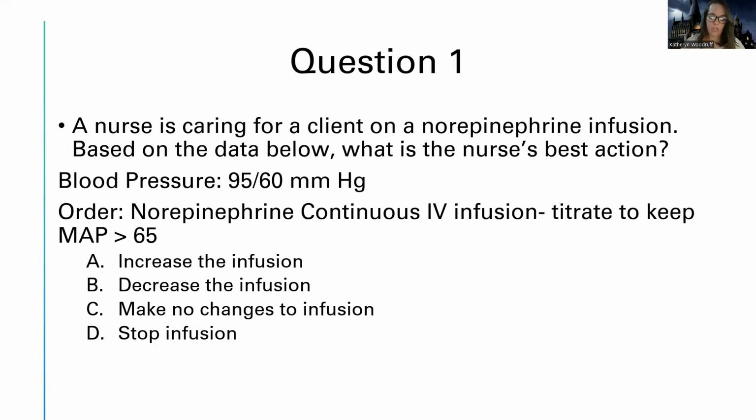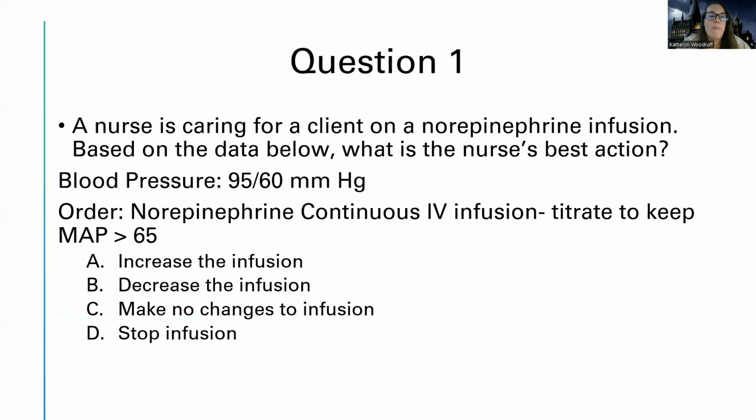If you don't know, we calculate the MAP by taking the systolic blood pressure and then adding that to 2 times the diastolic pressure, and then divide all of that by 3. So if we do this, I find that with this blood pressure, I have a MAP of around 71.